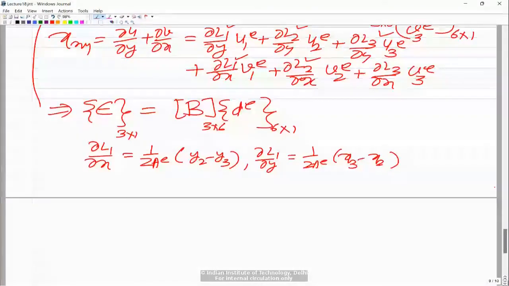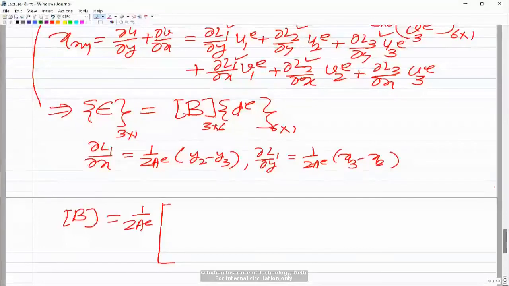Now if you look at the B matrix, 1 upon 2 AE can be taken common. Then the first row, del L1 by del X, is y2 minus y3, and then of course we will have 0. Then we will have y3 minus y1, then again 0, and then y1 minus y2 and 0.